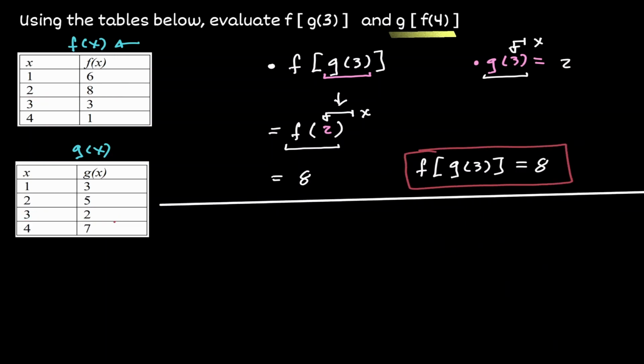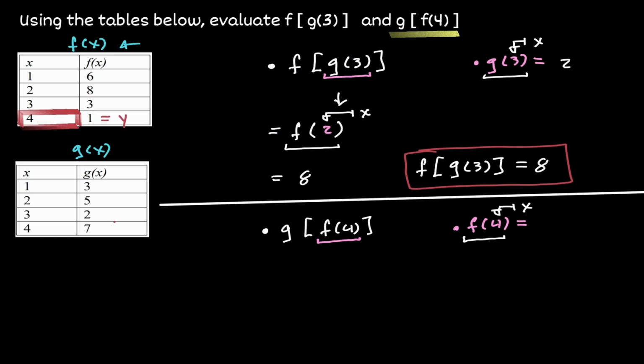Now let's concentrate on the composition of g of f of 4. We're going to tackle it the same way. Let's start by looking at the inside of the composition. Let's go to the function of f and figure out what happens when x is equivalent to 4, remembering that the function of f is the one on the top. Let's see when x is equivalent to 4. When x is equivalent to 4, our y is equivalent to 1. So now we can claim that f of 4 is equivalent to 1.